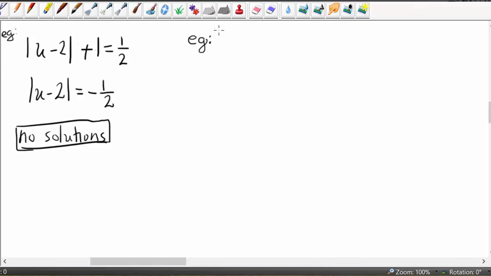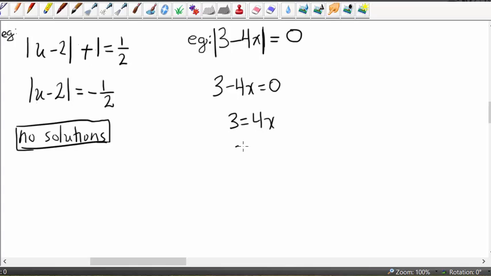Finally, if we have the absolute value of 3 minus 4x is equal to 0, then that just gives us the single equation 3 minus 4x is equal to 0. So 3 is 4x and x is equal to 3/4.